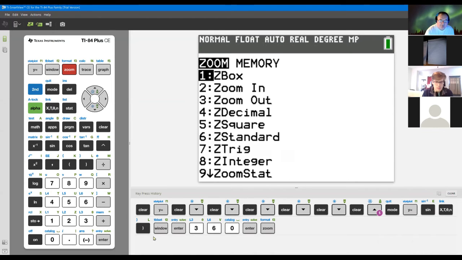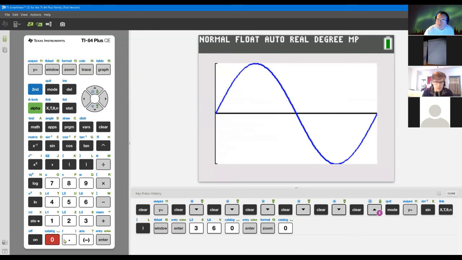So if you hit zoom, there's a whole load of choices here. There's another one just out of sight here with a 0 beside it. So I call it zoom 0. It's actually zoomed to fit. And what you got there is a perfect sine function. That's what it looks like.